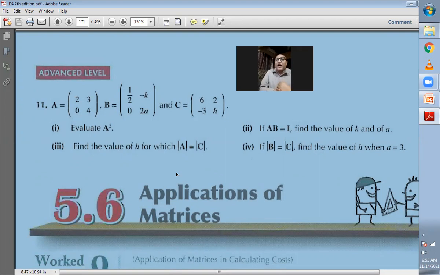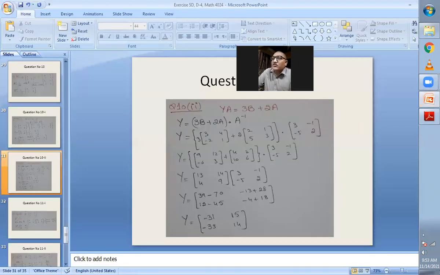The third part is find the value of H for which the determinant of A is equal to the determinant of C. And the fourth part is if the determinant of B is equal to the determinant of C, find the value of H when A is equal to 3. So these are the questions. This is question number 11. These are the 4 parts of this question. So let's try these questions.